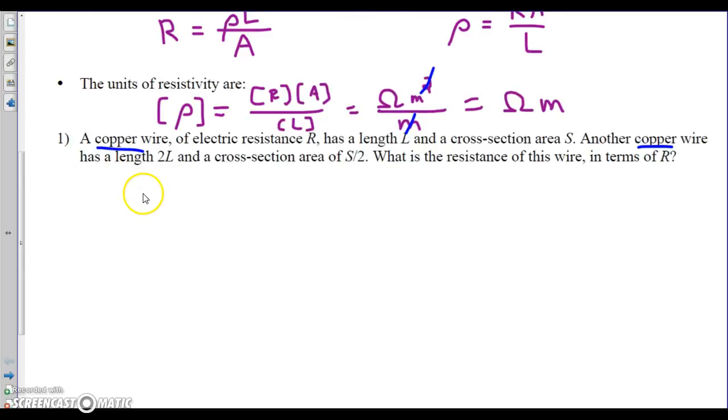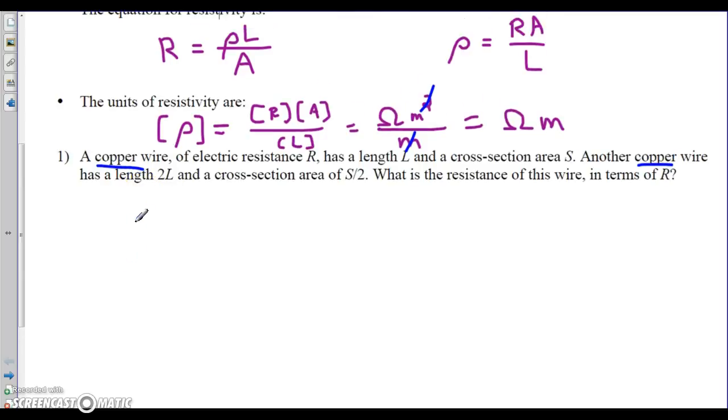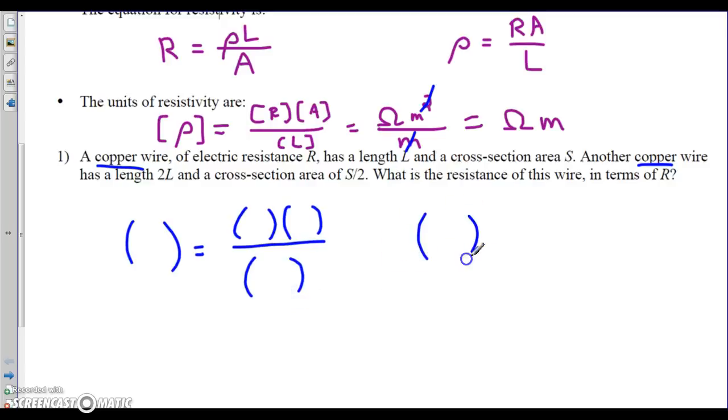So we simply write down the resistivity equation twice. The equation says resistance equals the resistivity times the length over the area. We're going to write this equation 2 times, once for the first wire, a second time for the second wire. In the first wire's case, the resistance is R, the length is L, L is in the numerator, and the area is S. Let's make up a variable for the resistivity of copper.